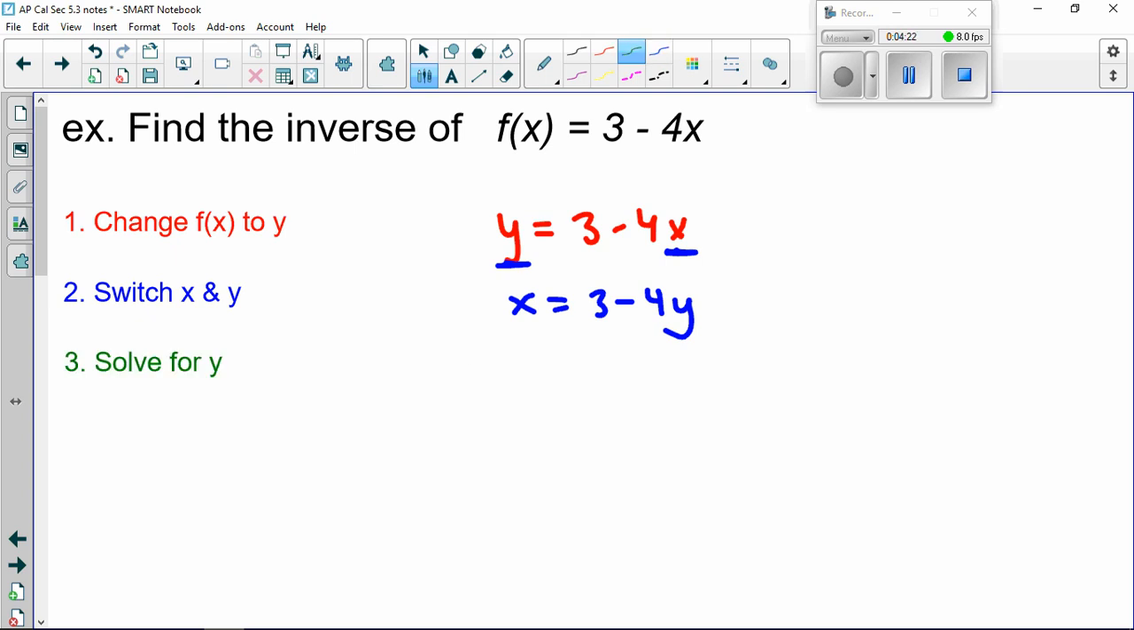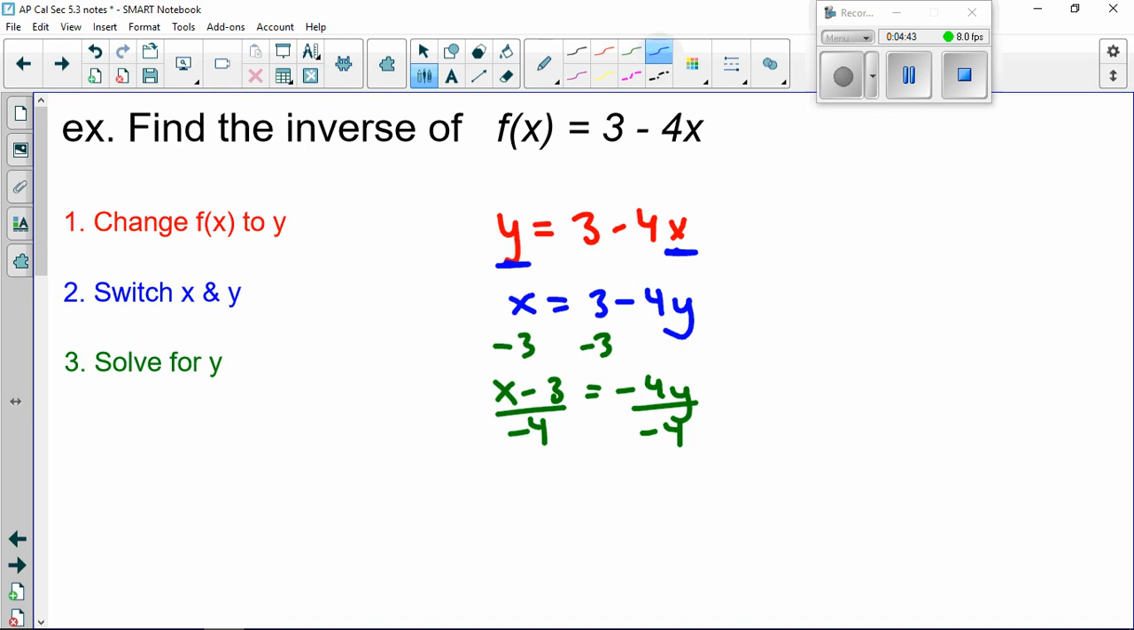The next step would be to solve for y, because our functions are always y equals. We never have a function that's x equals. So to solve for y, I would move the 3. So we'd have x minus 3 equals -4y. We'd want to divide both sides by -4.